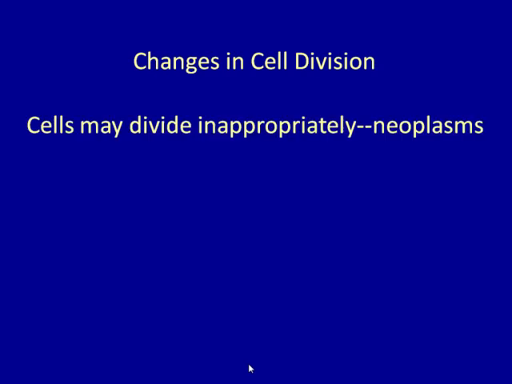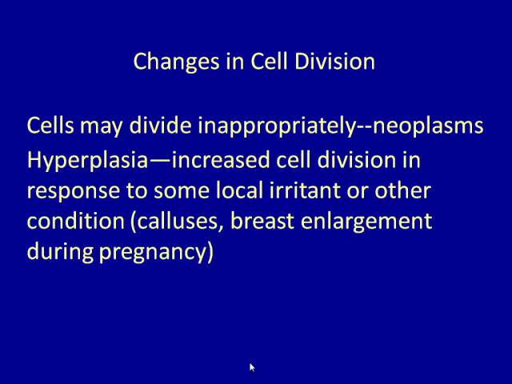As you get older, changes occur in cell division. Sometimes cells divide inappropriately, in which case you get neoplasms. This literally means new growths. Hyperplasia is a condition where you have increased cell division because of some local irritation or some other condition. For example, if you have a shoe that rubs your heel, you may get a callus there. During pregnancy, there are some hormones secreted that cause the breast to enlarge. That's the result of hyperplasia.